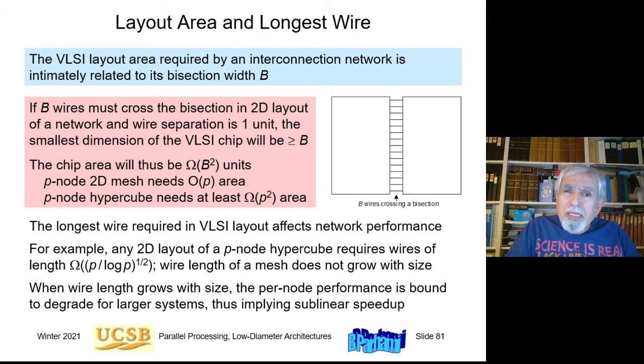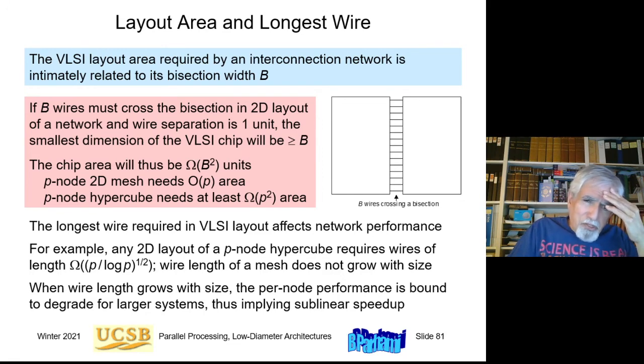Okay, other than node degree, diameter, average distance, and so on, layout area and longest wire are also important when we lay out networks on VLSI chips or on printed circuit boards. Now, if a network has bisection B, this is easily proven: the chip area for it will be at least proportional to B squared. So whereas having a large bisection is good with respect to communication bandwidth between nodes, the same large bisection also constrains us, because we have to use more area on the chip to lay out such a network.